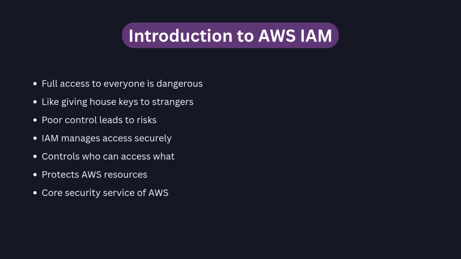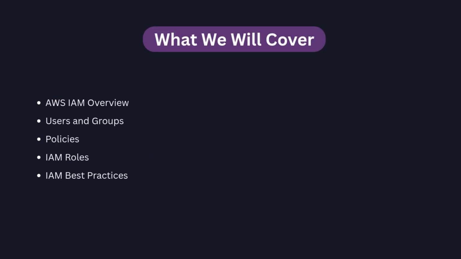You wouldn't do that, right? In the cloud, security works the same way. If you don't carefully control who can access what, you're opening the door to serious risks. That's where AWS IAM comes in. It's the backbone of security in every AWS account. Today, we will discuss the following topics: AWS IAM overview, users and groups, policies, IAM roles, and IAM best practices.